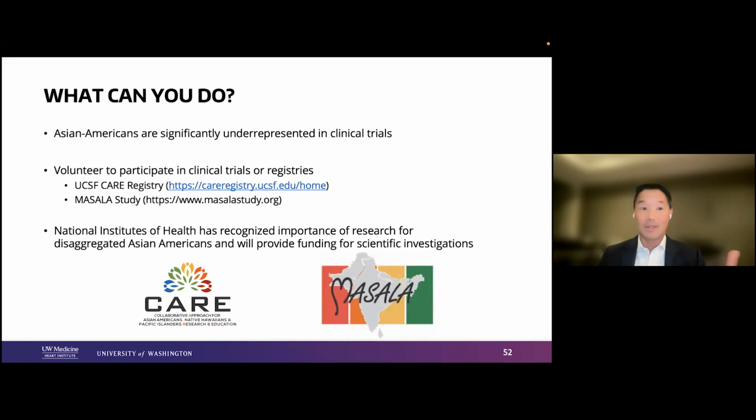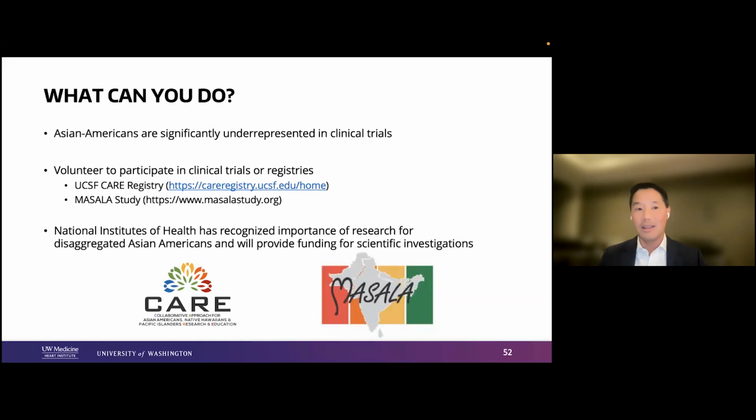There are some programs that exist. UCSF has something called the CARE Registry, a registry where people in the community can volunteer to participate and then potentially be involved in clinical trials. So that's one way there are community opportunities to get involved, so that when clinical trials come up that you might fit the profile of, you can potentially be enrolled in those studies to better inform about Asian American disease, not specifically just heart disease.